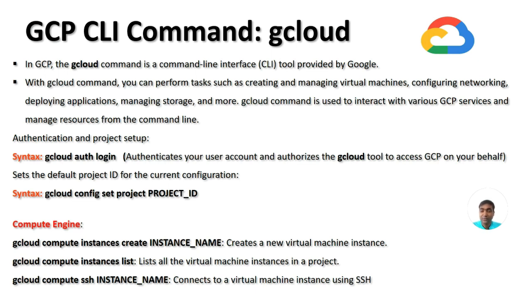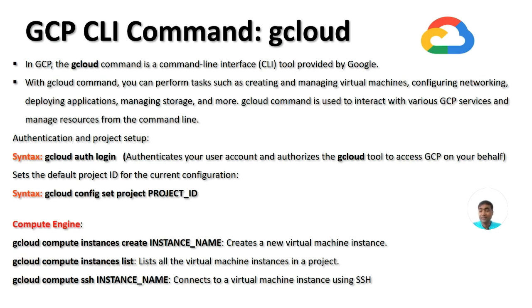Guys, there are some gcloud commands like gcloud auth login and gcloud config set project ID. As you can see here, you need to authenticate your user account and authorize the gcloud tool to access GCP on your behalf. Then run the gcloud auth login command in the command line interface. If you have multiple projects, make sure to set the project ID to the appropriate one where you want to create the Linux server instance. Then you can run the command gcloud config set project ID in the command line interface.